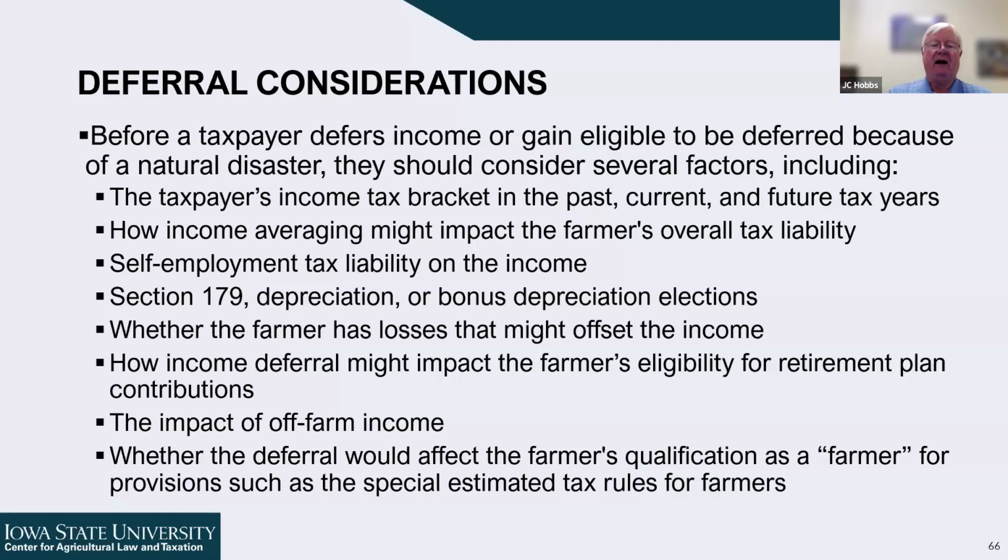Something else to think about, income averaging might impact that farmer's decision. Income averaging allows us to take a high income year and move some of that income into prior years where we're in a lower bracket, and we can get a refund from those lower brackets in those prior years. Something to think about: the self-employment tax liability. Again, another item to consider. The Section 179 expense election, depreciation, and bonus depreciation elections have to be thought of. Again, your tax preparer can help you look at all these pieces.